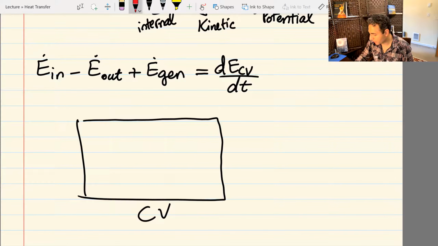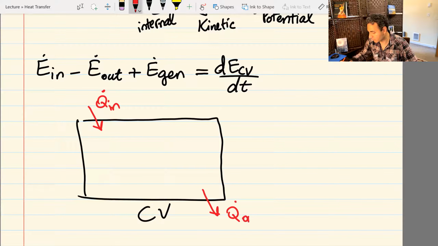Now, when it comes to energy going in and out of the control volume, what types of energy do we have? Energy could be in the form of heat transfer. You learned that in thermodynamics. Then it can go out of the system in terms of heat transfer also. Energy can go into the system in terms of work, W dot in, and it can leave the system in terms of work.